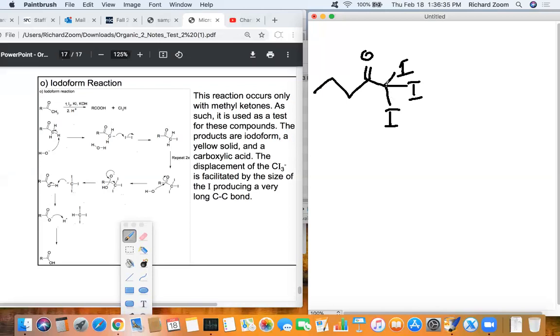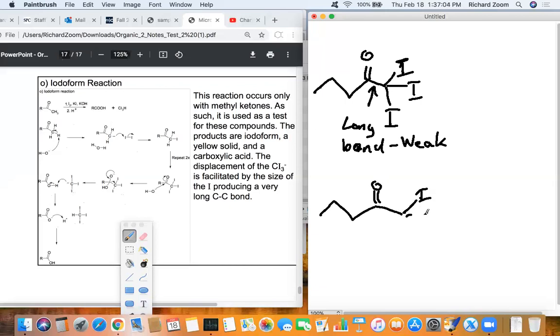Now you'll notice that this I is a big element. It's a massive atom. And what that does is it makes this a very long bond. And because it's a long bond, it's a weak bond too, which means it's easily broken. So what that means is, when I've got this compound with the 3 I's on it, the OH minus can actually come in.